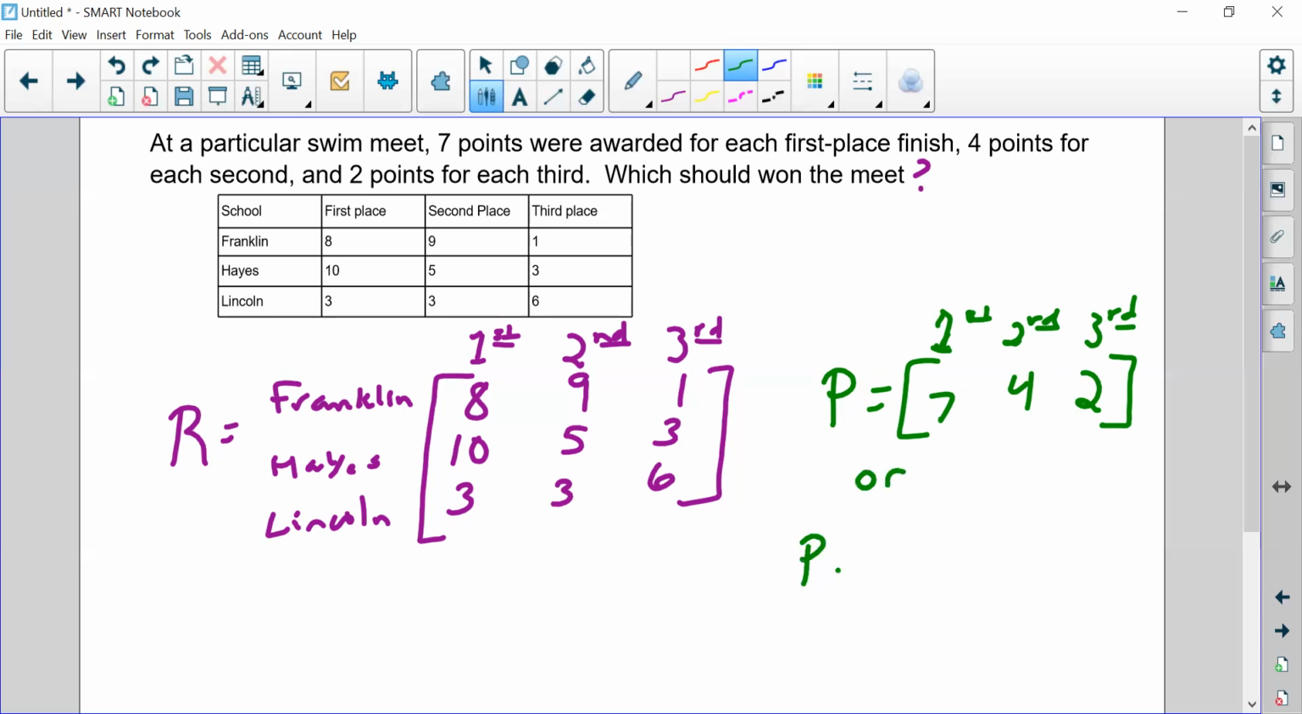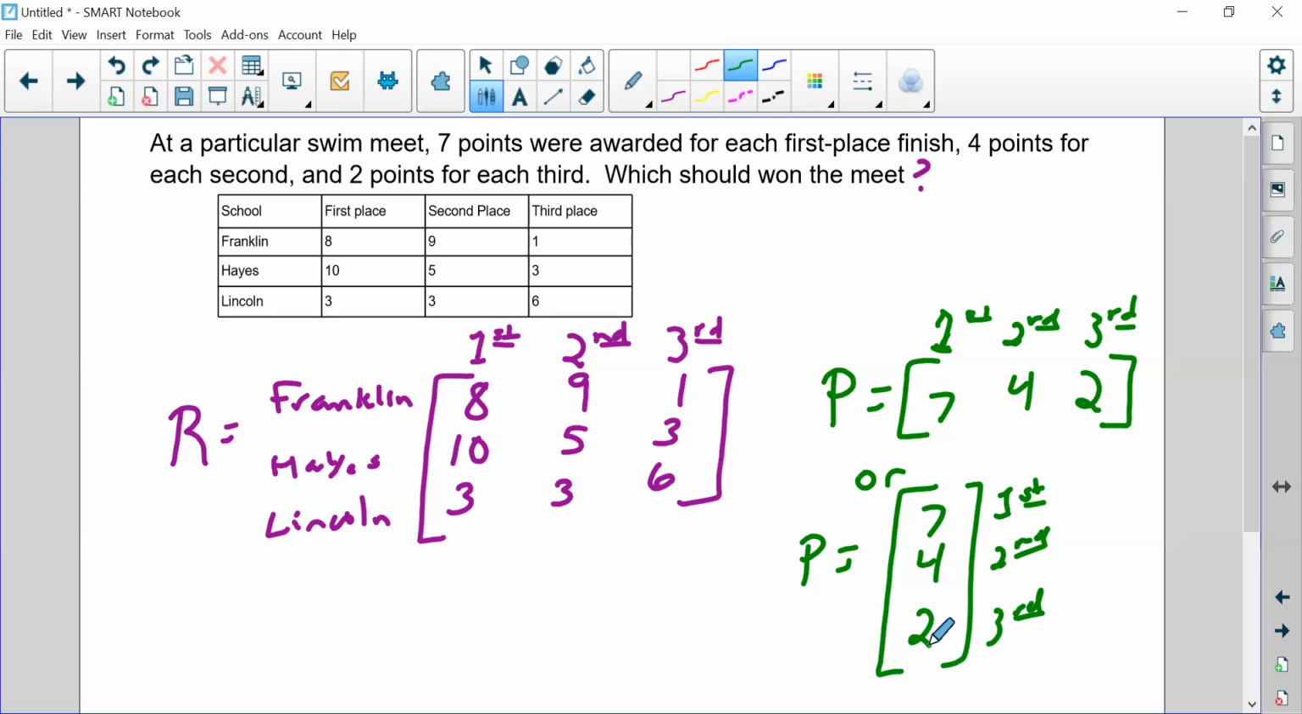Or should I make my points matrix a column matrix where I do my first place here, second place here, and third place here? So 7 points for first place, 4 points here, or 2 points here. How can I decide which one it should be?